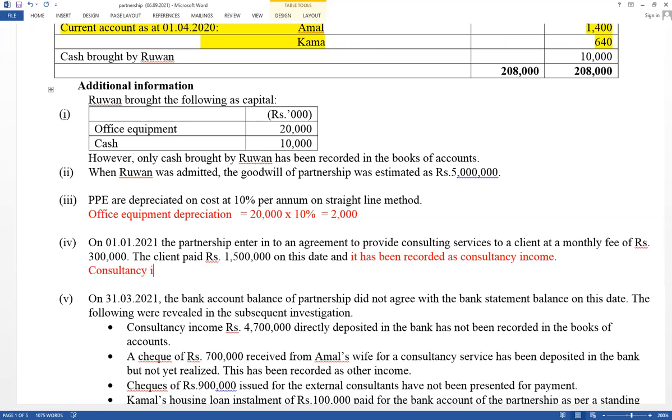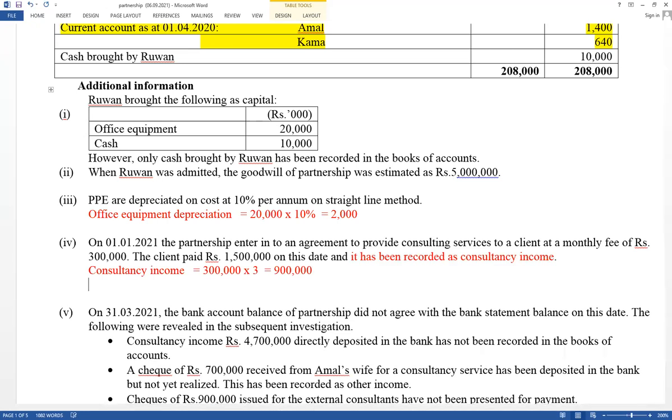As an income, you have to consider only 3-month periods: 300,000 per month into 3. This value should be considered as consultancy income. But the client paid 1.5 million, and the total value is already considered as income. The balance part that should be considered as income is 900,000. But the difference value, 600,000, is not relevant for this financial year. Based on accrual concepts, the total value cannot be considered as income.